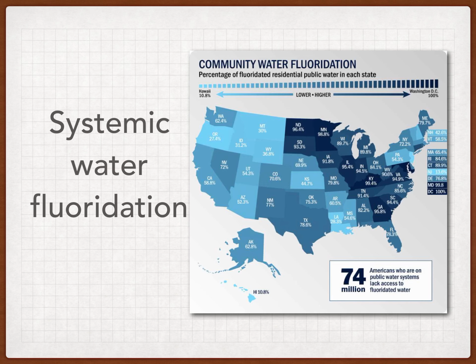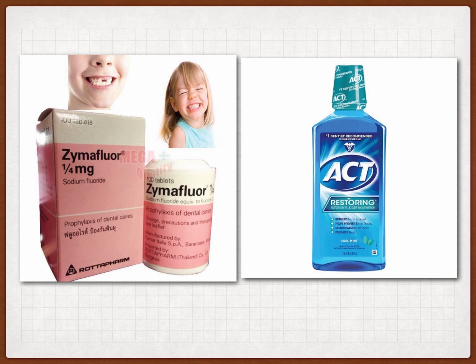The systemic ways include systemic water fluoridation, which differs from state to state and from country to country, giving fluoride tablets to people who are not supplied with fluoridated water systems, or the use of fluoridated mouth rinses. These are very active and effective methods to prevent dental caries.